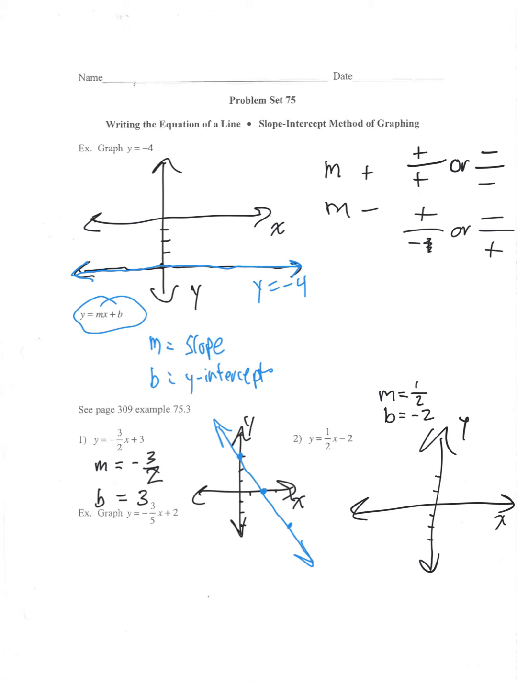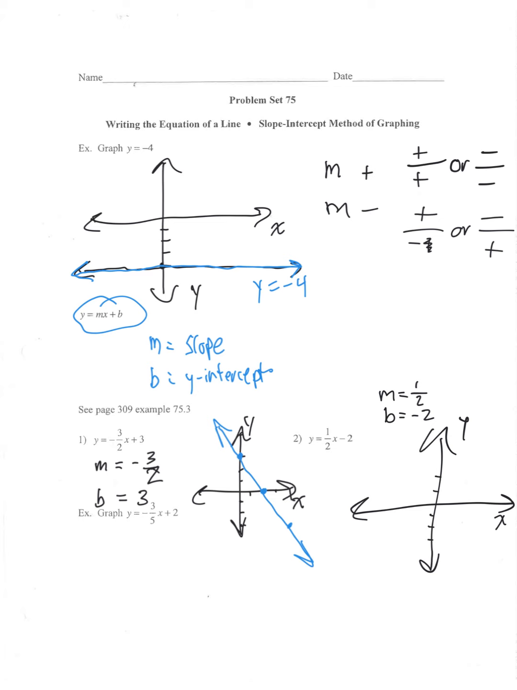1, 2, 3. To the right 5, 1, 2, 3, 4, 5. Plot my next point. Now, because I just ran out of space, I'm not going to plot another one. So I'll just connect these two. Sometimes it can be good to have a third point, kind of as insurance. And there you have it. Once again, I've forgotten to label my axes, so I'm going to do it right now, x and y.